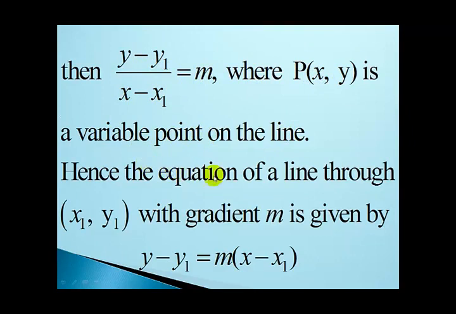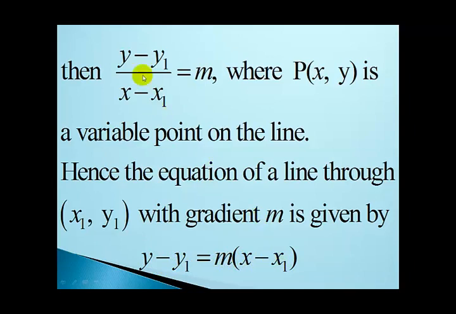Hence, the equation of a line through (x1, y1) with gradient m is given by y minus y1 is equal to m into bracket x minus x1. So don't forget, this is the formula we are going to use in finding the equation of a line when you are given the point and the gradient. y minus y1 equals m into bracket x minus x1.